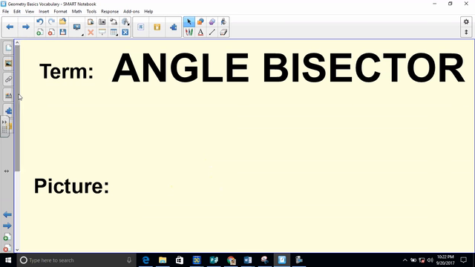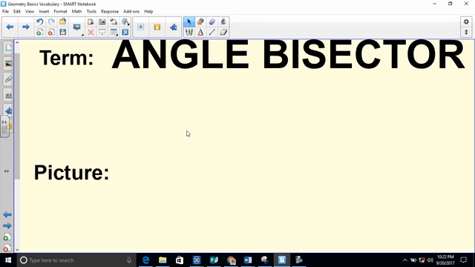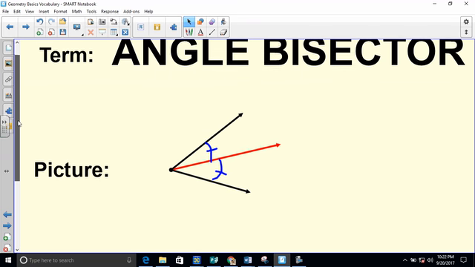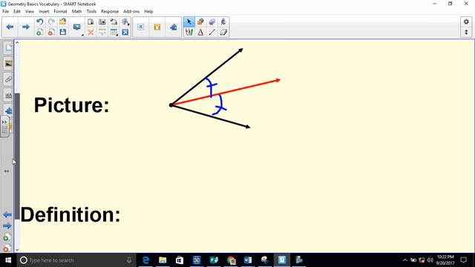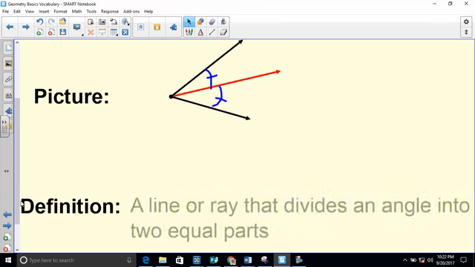And then our next term is an angle bisector. And so here's an example of a picture of an angle bisector. The red line is the angle bisector. And all an angle bisector does is a line or ray that divides an angle into two equal parts. So basically this red line is cutting this black angle in half.